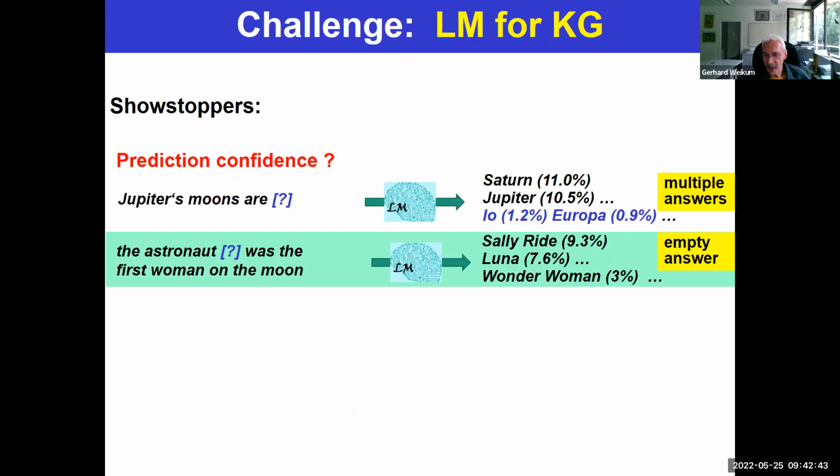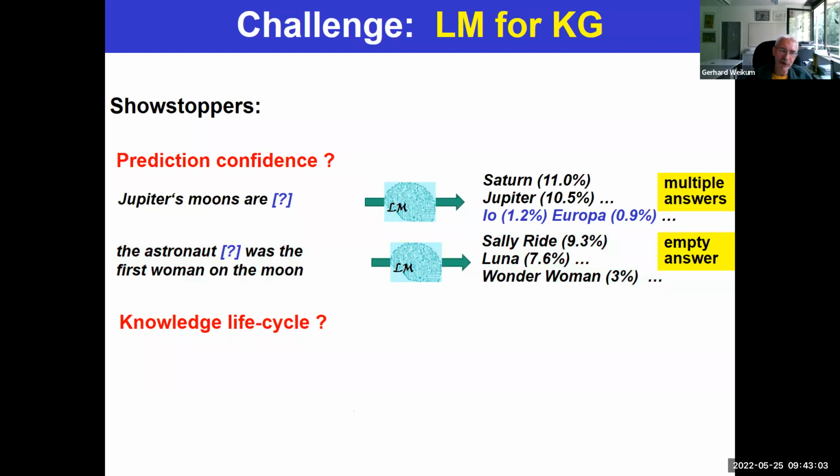We don't know how to cope with these confidence scores and the actual rankings, especially when we want to arrive at lists of answers, not a single answer like the birthplace of Newton and so on. This would be easier.